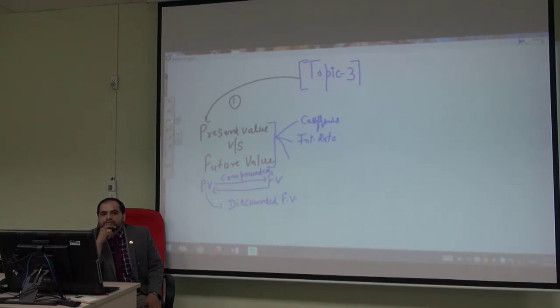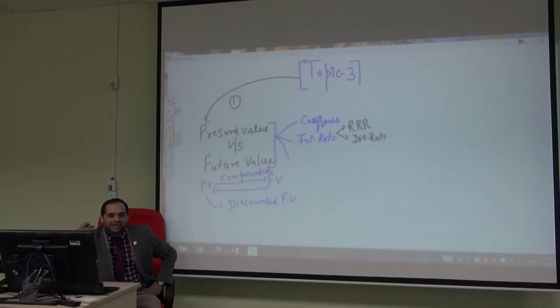Alright? Interest is a rate that we earn if we invest, or we pay if we are borrowing. So interest rate has different names that we use to estimate present value or future value. Sometimes we call it RRR, the required rate of return. Sometimes we call it the discount rate, because the discount rate is the rate that discounts the future value.